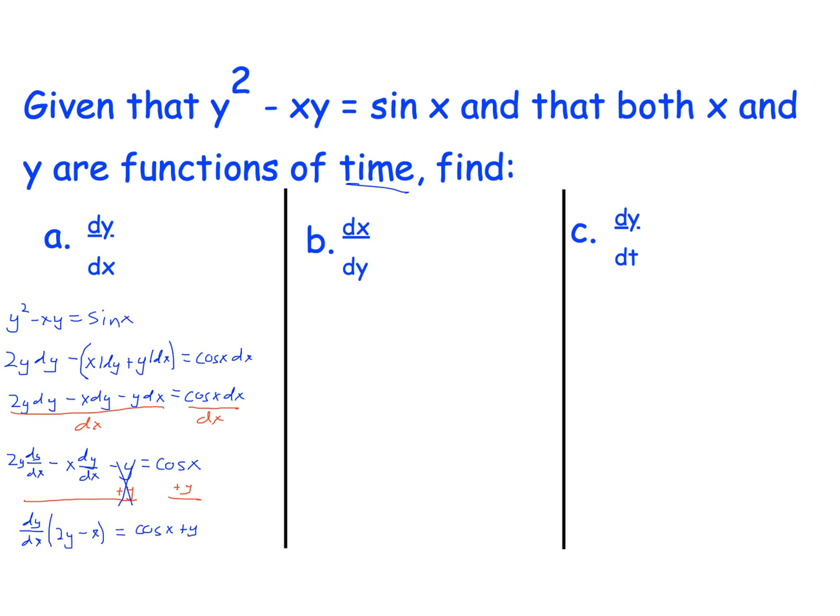And then to finish it off, we would divide both sides by 2y minus x. And finally, we get our answer of dy/dx equals cosine x plus y over 2y minus x. And there's dy/dx for that function.